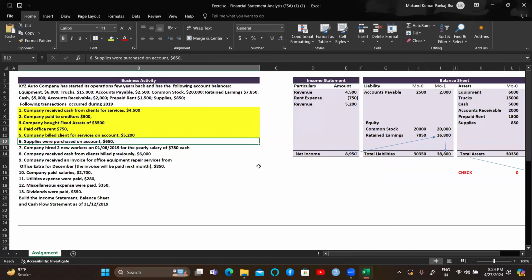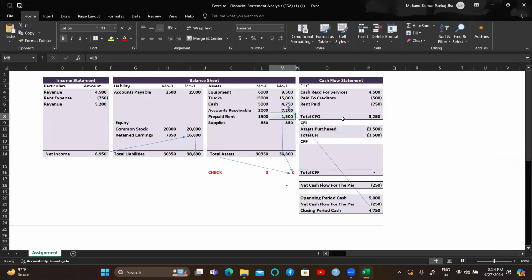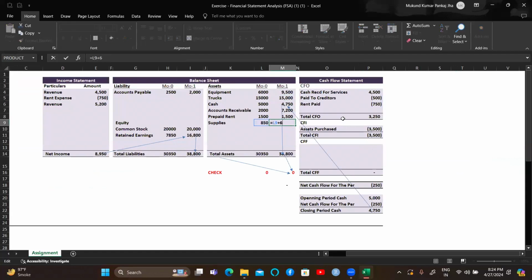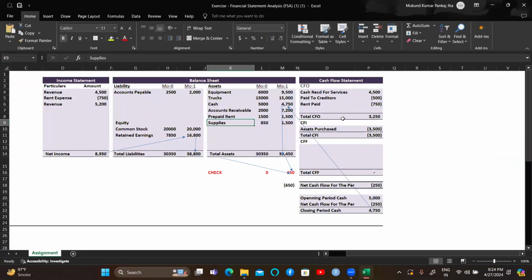Supplies were purchased on account 650. More supplies are being added to the balance sheet. But since this was on account, my accounts payable will increase with 650.